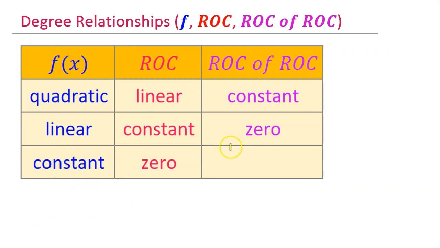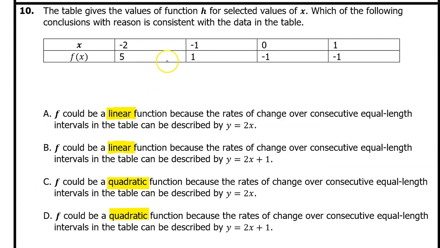Here's another chart I asked you to memorize in part 1, the previous video. If a function is linear, then the rate of change will be constant. If a function is quadratic, then the rate of change of the rate of change will be constant. In order to discover what the rate of change is doing, we need to compare the input changes and the output changes.